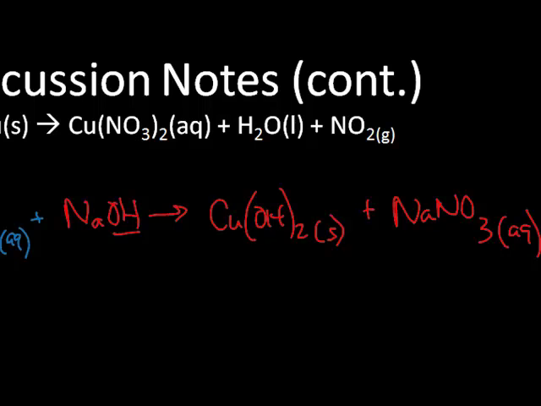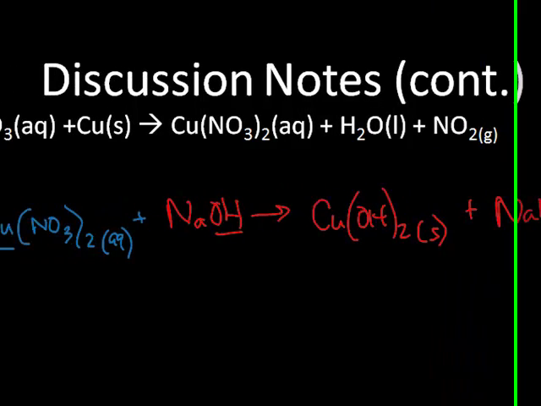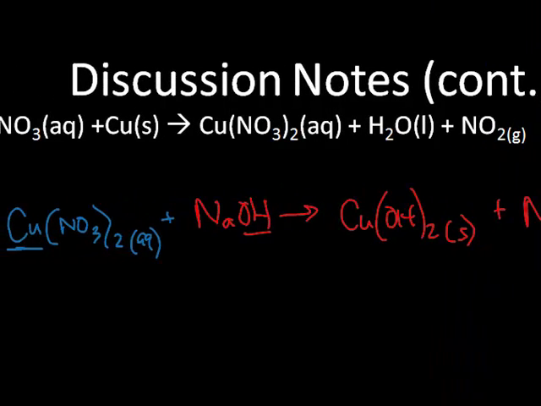Now, how do we know that that is what happened? Well, if we look at the copper and the hydroxide, the copper is written first, the hydroxide is written second. Hydroxides always seem to be written first, copper seems to be written second. So the copper nitrate attaches to the sodium hydroxide and they switch. The nitrate attaches to the sodium, so to speak, and the copper definitely attaches to the hydroxide.